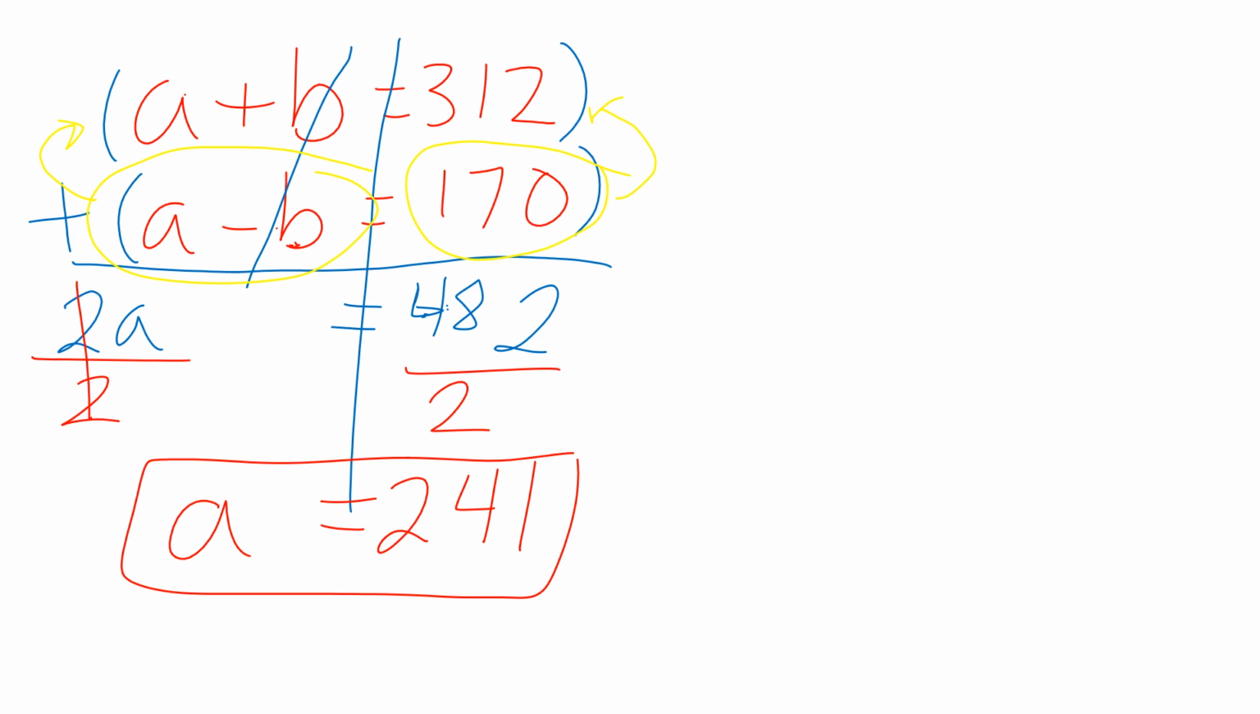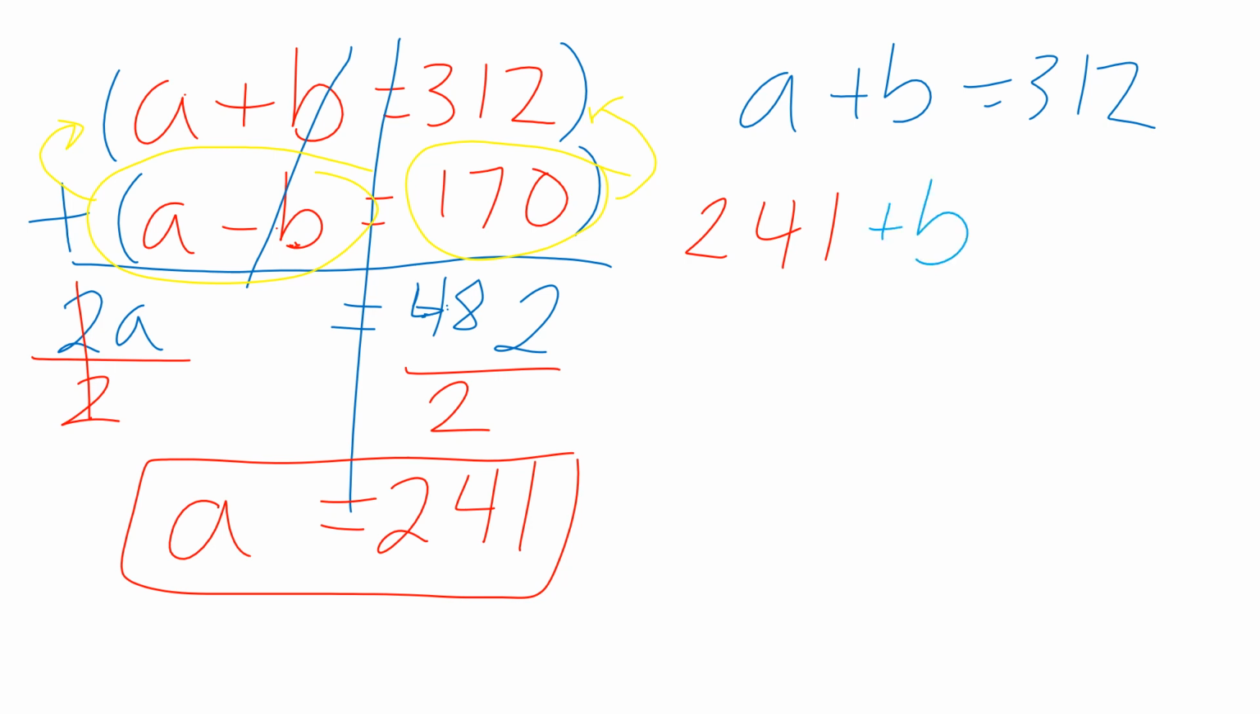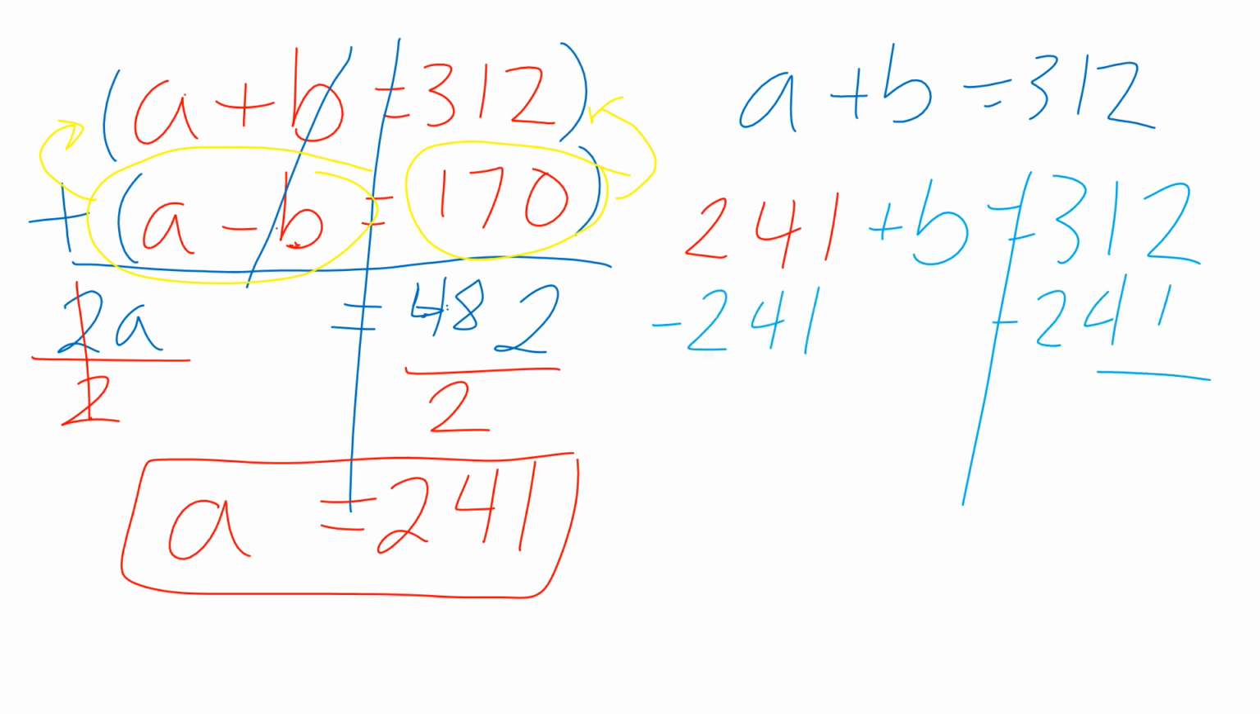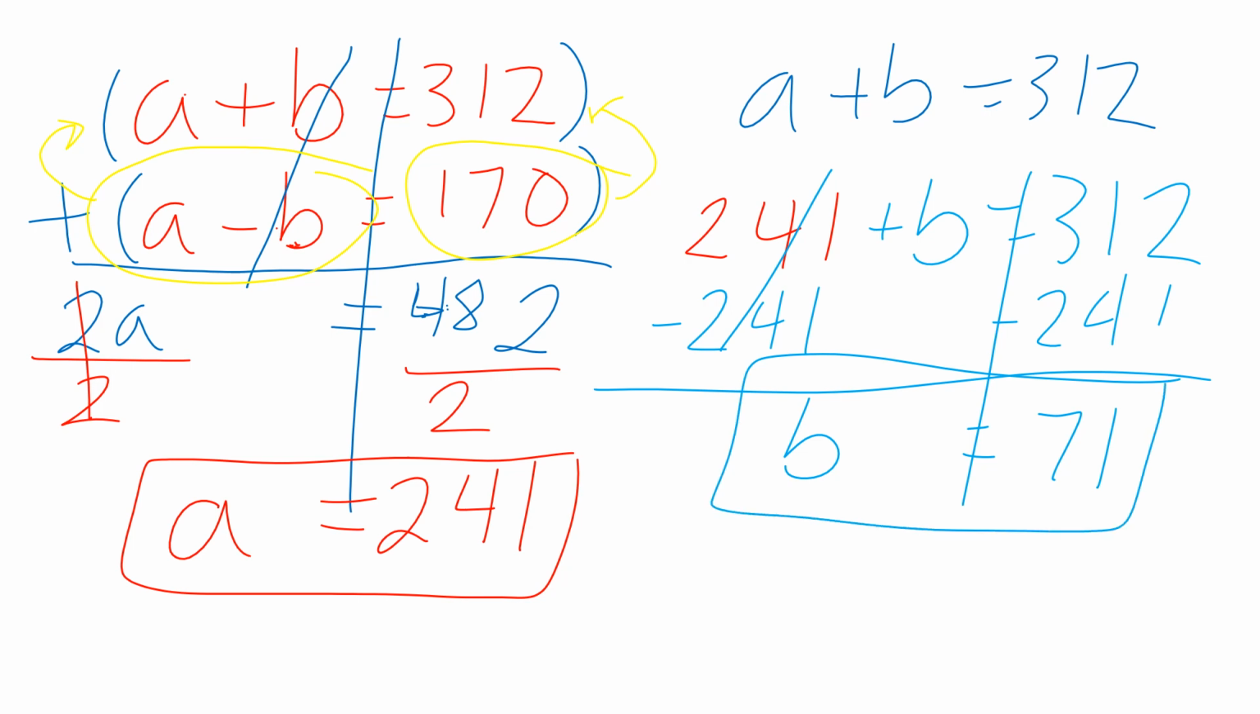Now, it does seem like a trick, but it definitely does work. So now I have a equals 241, and I want to go back to the first equation. I got a plus b is equal to 312. Well, a is actually 241, right? So 241 plus b is equal to 312. Let's go ahead and do the subtraction here, 312 minus 241, so we have b is equal to 71. All right, so our answer is a is 241 and b is 71.